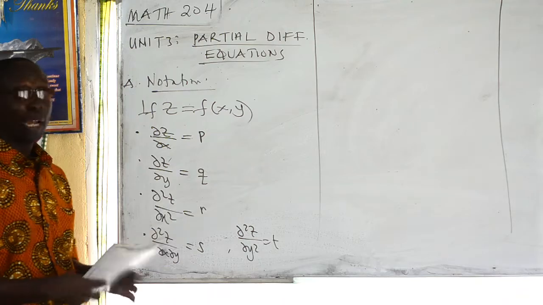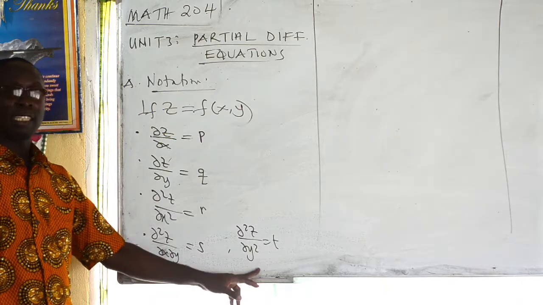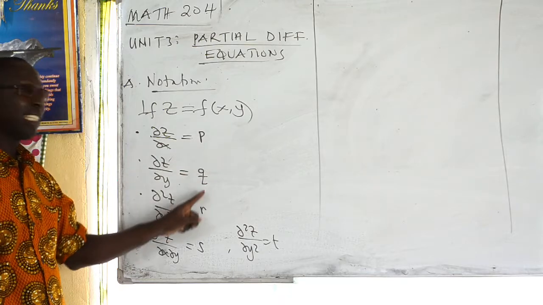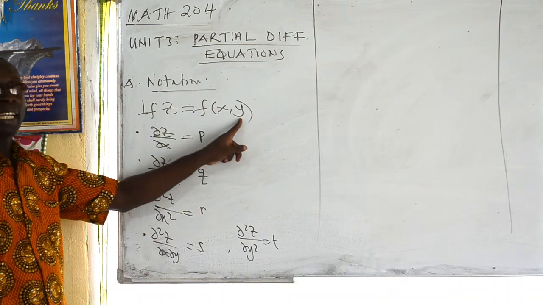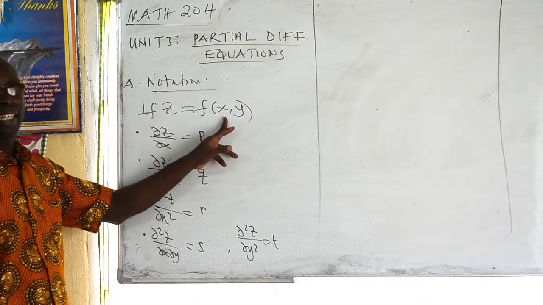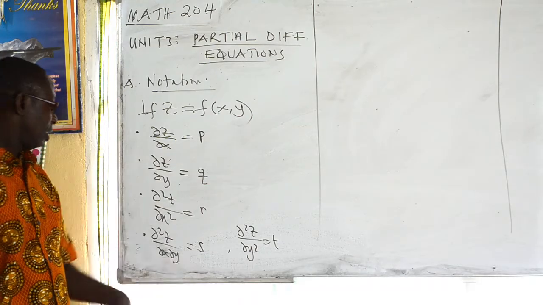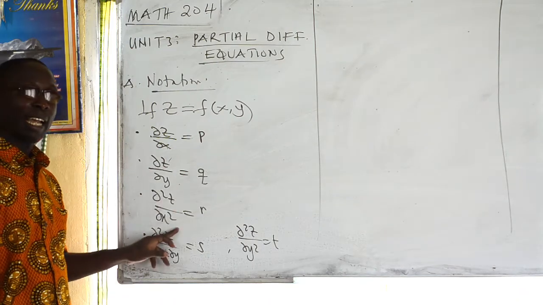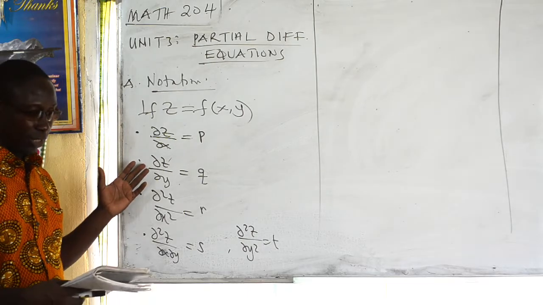Since we're talking about second order, the highest is the second order. That is why the notations end here. Look at this carefully. It follows the letters of the English alphabet: p, q, r, s, t. The dz/dx is p, the dz/dy is q. Then you come back to x again. The d²z/dx² is r. Then d²z/dxdy is s. Then d²z/dy² is t. So x, y, then x squared, xy, y squared, in that order. These are the notations that we need to know.